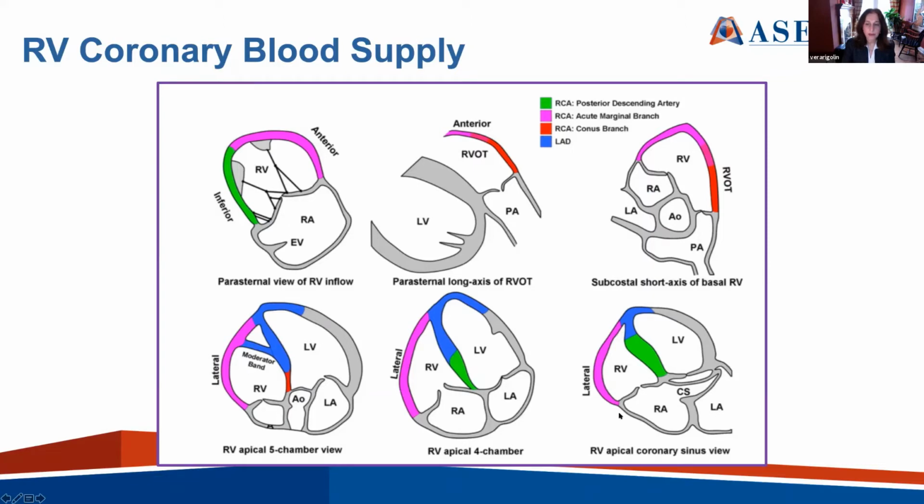Similarly, in the short axis view, when we're looking at the apical 5-chamber view and the apical 4-chamber view and the RV focused view, we're really looking at the lateral wall of the right ventricle, and that is supplied by the acute marginal branch.